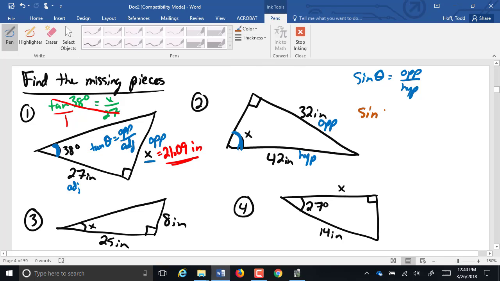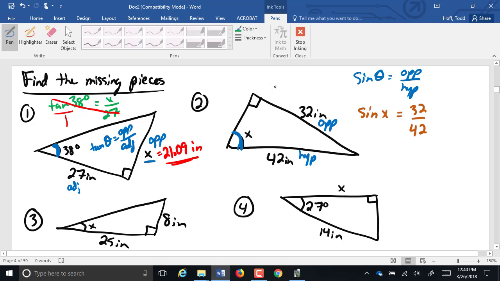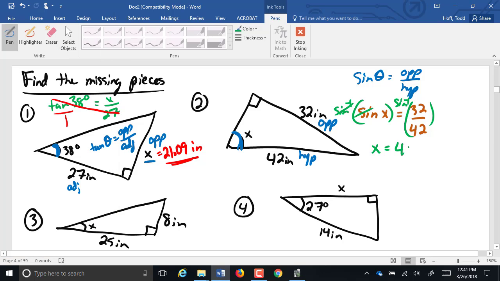We don't know the angle. X is the angle. That's what we're looking for. The opposite is 32 and the hypotenuse is 42. Here we are looking for an angle rather than a side. So how do we solve it? Inverse sine. Since we're using a sine, it's an inverse sine. So the sine and inverse sine cancel out. X is the inverse sine of 32 over 42, which gives us 49.63 degrees.